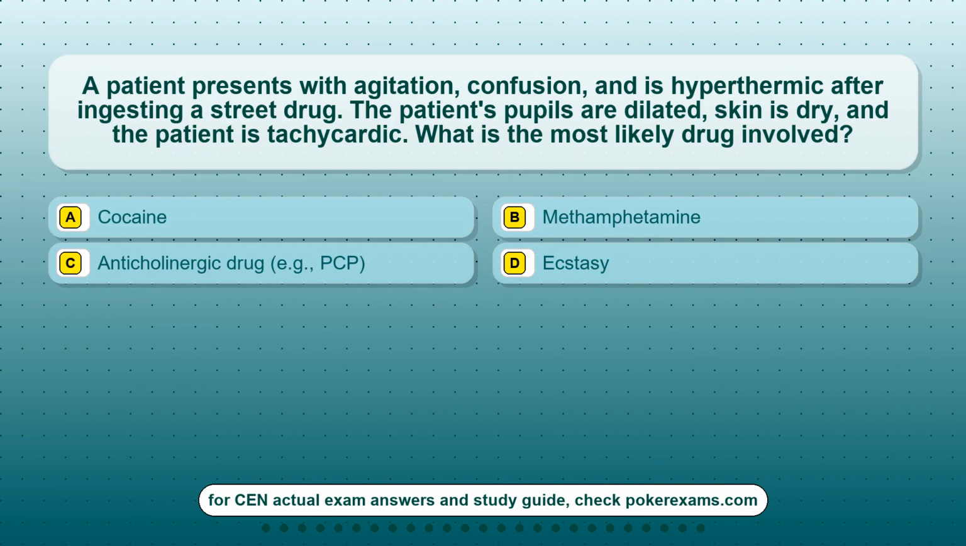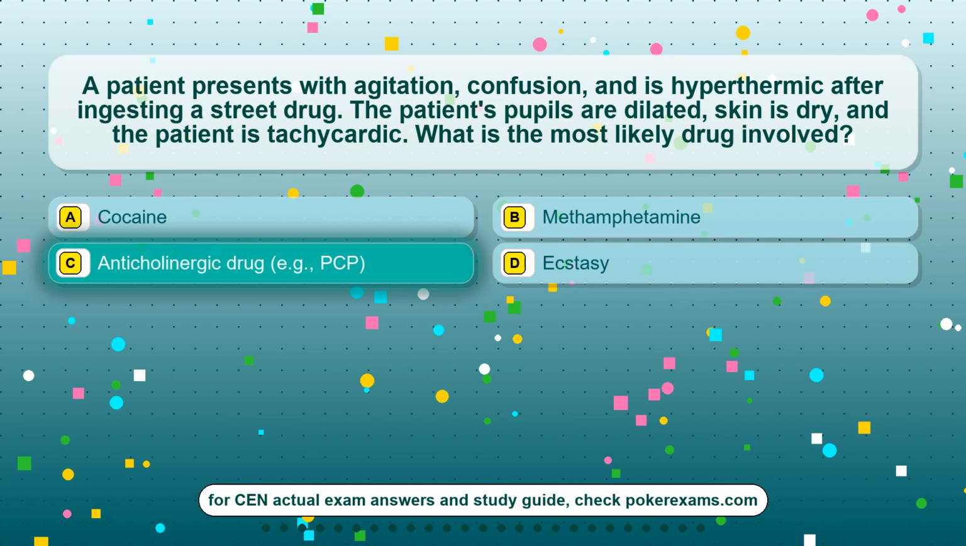Question 6. A patient presents with agitation, confusion, and is hyperthermic after ingesting a street drug. The patient's pupils are dilated, skin is dry, and the patient is tachycardic. What is the most likely drug involved? Option A, cocaine. Option B, methamphetamine. Option C, anticholinergic drug, example PCP. Option D, ecstasy.